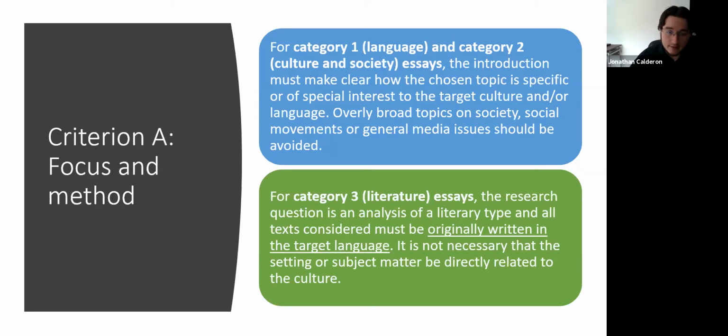Now for category 3, it's a little easier because the research question is an analysis of a literary type, and all text considered must be originally written in the target language, okay? There cannot be any translations. So it is not necessary that the setting or subject matter be directly related to the culture. Why? Because if we are analyzing a work of fiction, say a fantasy work like the Chronicles of Narnia, that doesn't necessarily mean that it's a reflection of a specific target culture. But it must originally be written in the target language, which in this case is English, okay?